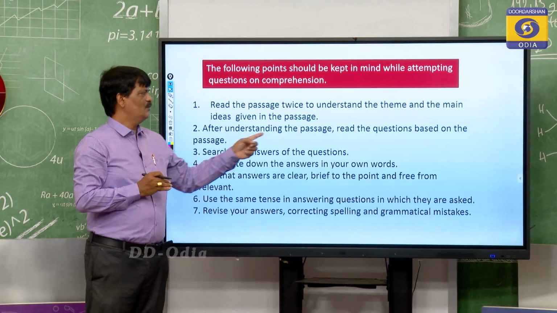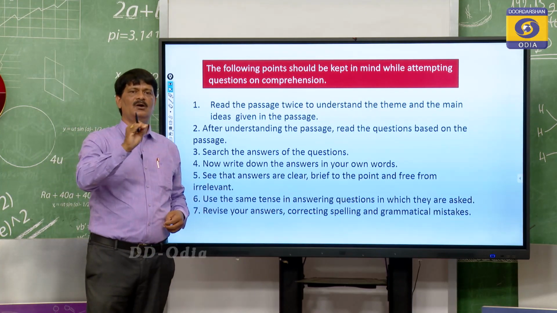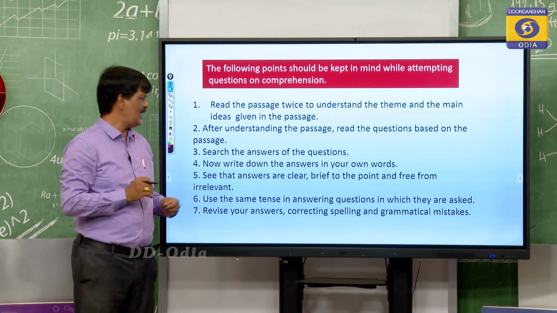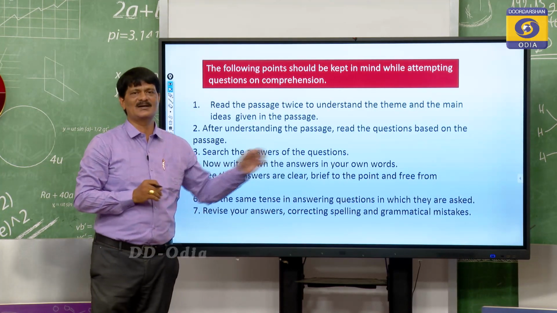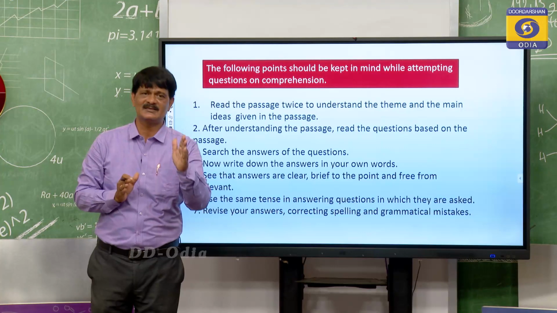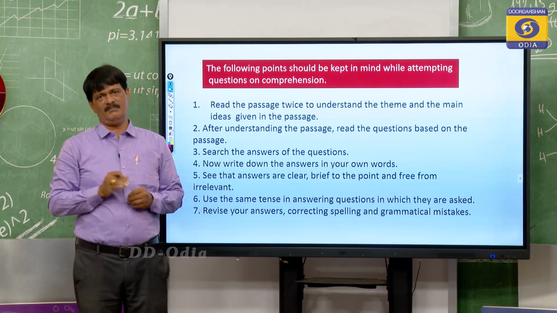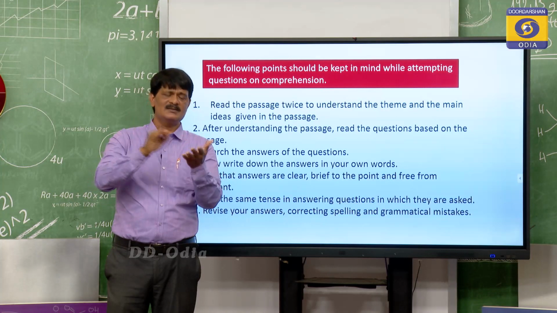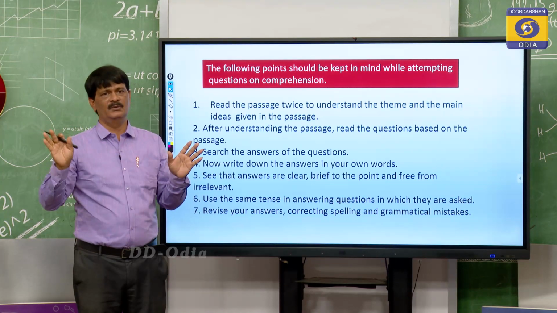After that, search for the answer in the passage. You may underline it, or you may find the answer there, what the question needs. Now, what is the next step? Now, write down the answers in your own words. This is very important. Sometimes you get fewer marks in the passage because you directly put the answer that is written in the passage. This is not good, but you have to understand in your own words and write in your own words only. Then you can easily get full marks there.